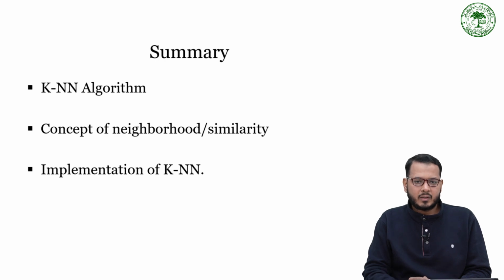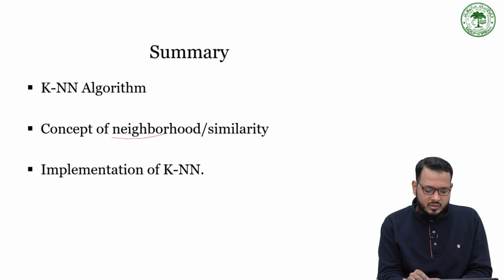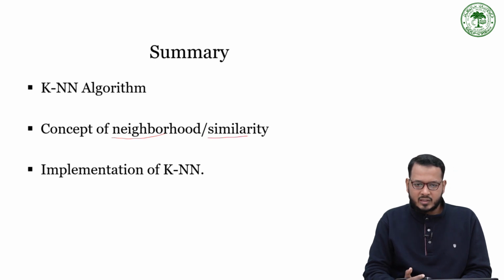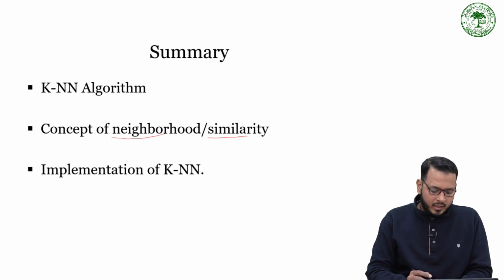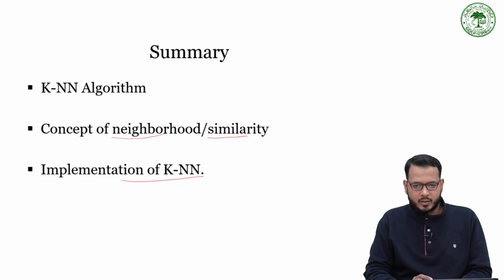So in summary, we discussed in this lecture the k nearest neighbor algorithm. We also saw the concept of neighborhood or similarity. Distance measures like Euclidean distance tell you whether 2 points are neighbors of one another, or in other terms, how similar they are. The lower the distance is, the more similar they are in their nature. Now we will look into the implementation of the k nearest neighbor algorithm.